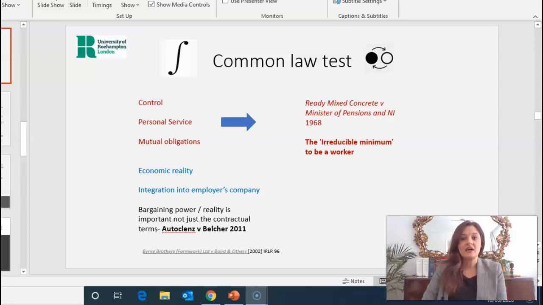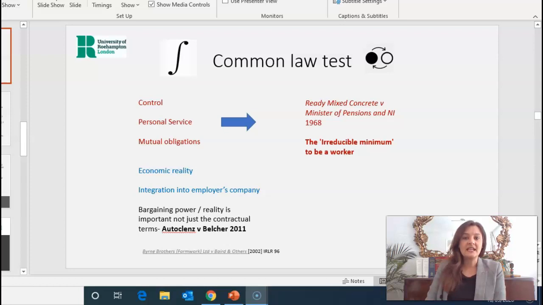The first you'll see are in red there. So it's about how much control the employer exerts over the employee. So how much control do they have over them about what work they do, how they do it, in what time frame they do it, how they're paid, etc. Whether the person personally renders that service, or whether they can delegate it to someone else to do, and whether there are obligations on both sides of the relationship, so mutual obligations.